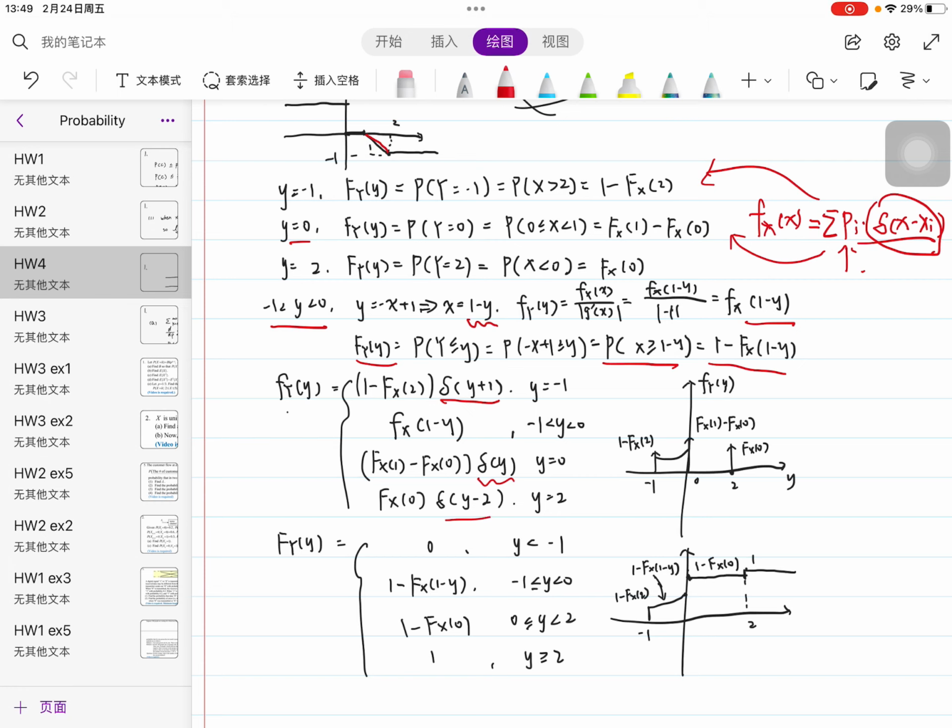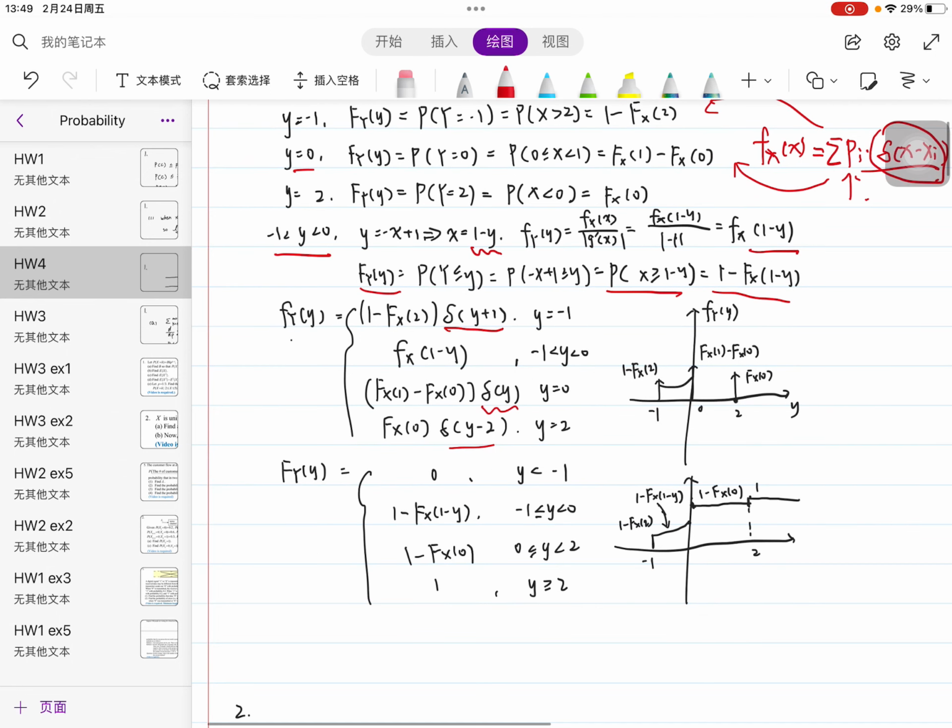And for Y between -1 and 0, we can simply write f_X(1 minus Y). Based on the piecewise function expression, we can draw the figure of the density function of Y here. That is really simple, and I don't have anything else to say.